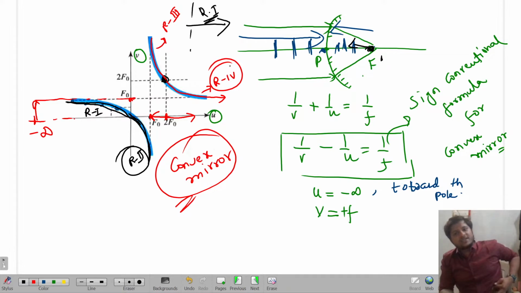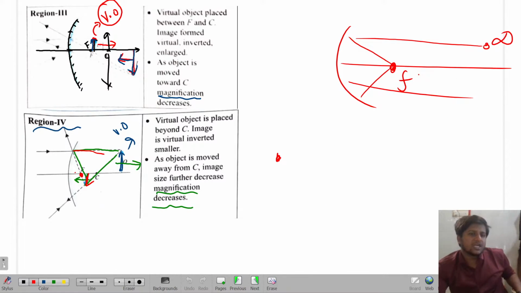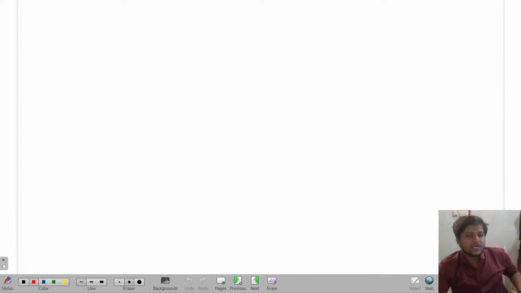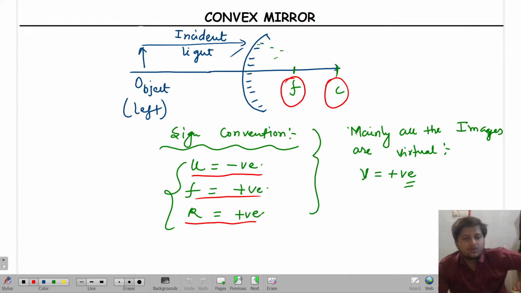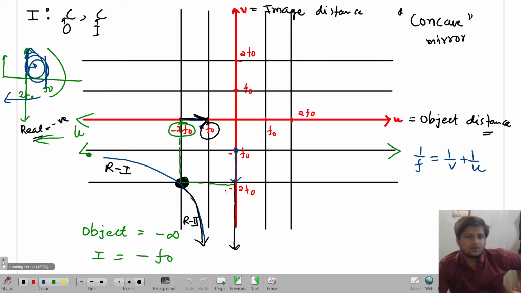This has been asked in JEE Advanced 2019. So you have to think about all of these kinds of things. No one will be able to make you understand R1, R2, R3, R4 unless you try to draw the ray diagram for all of these regions. So this was all about the convex mirror, and this was all about the concave mirror.